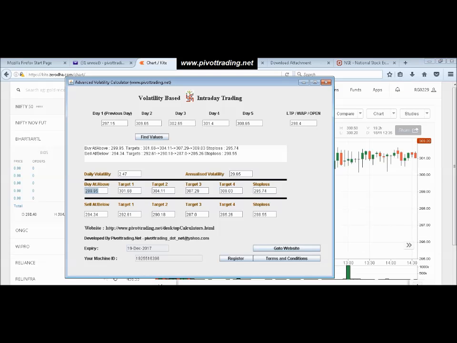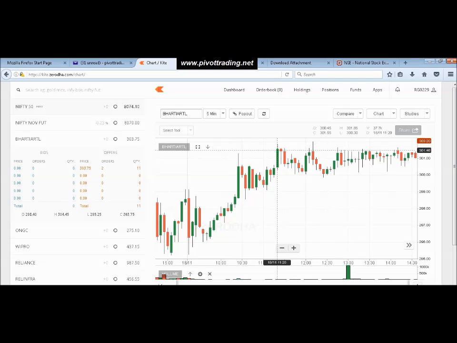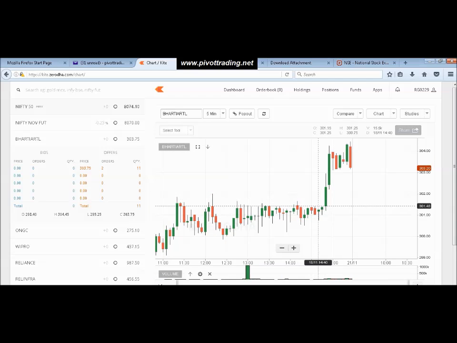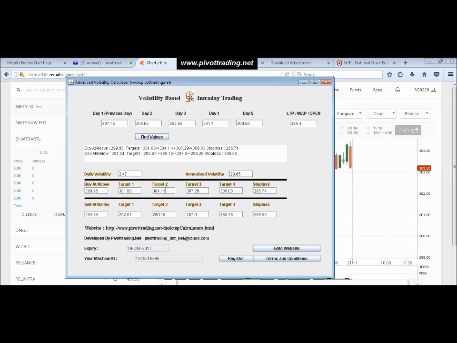Now, similarly, what was the target? The first target was 301.68, which got achieved here, because we got a high of 301.85. Then again there was a sudden move here at 2:45, and it went till 304.45 or something. So our second target is 304.11, and the second target also got hit. Generally with advanced volatility, if the breakout is in any one direction, one or two targets are quite possible. It might not always reach target 4, but target 1 and target 2 are quite easily possible.